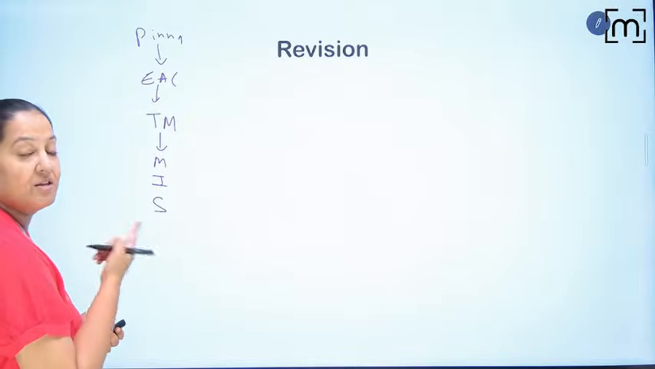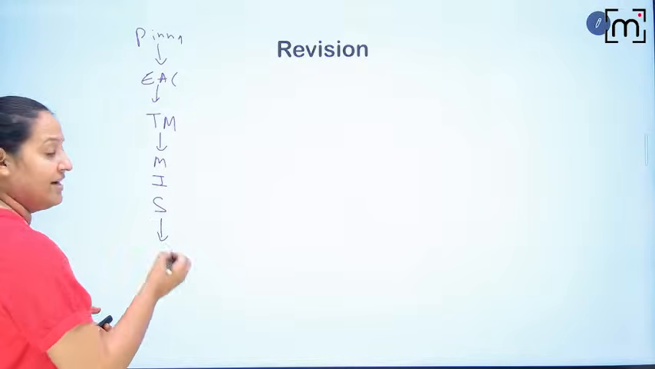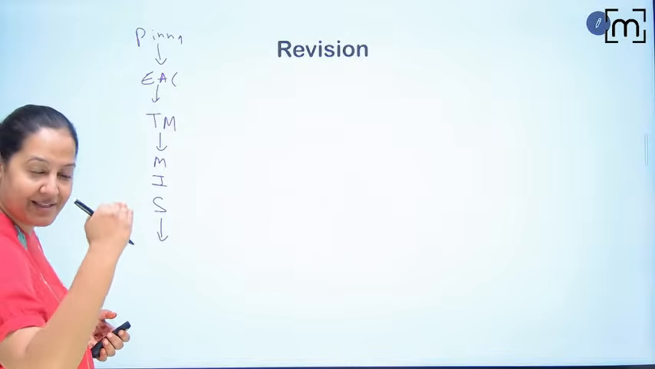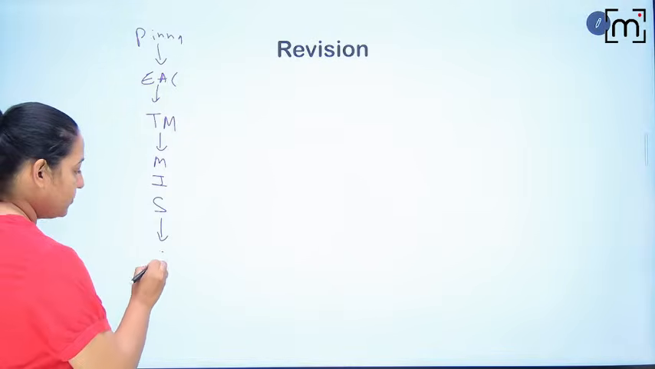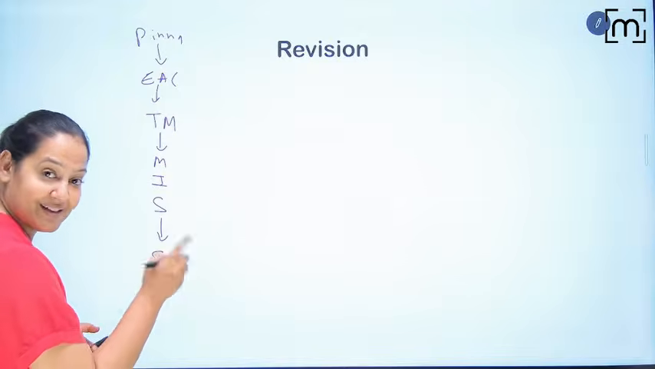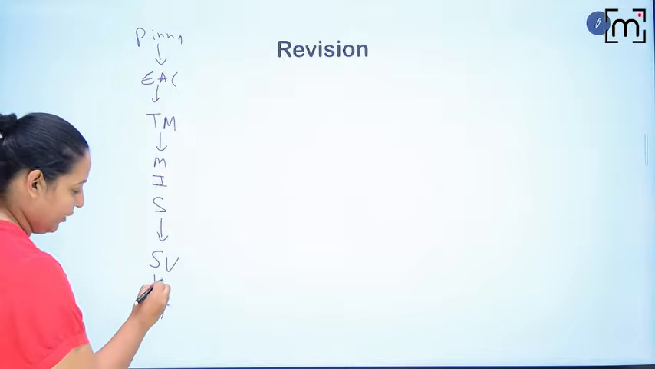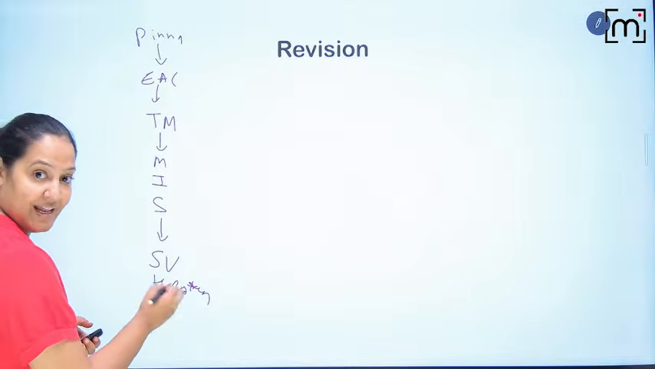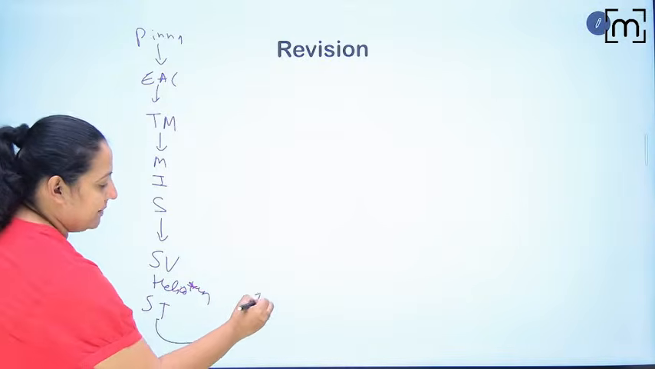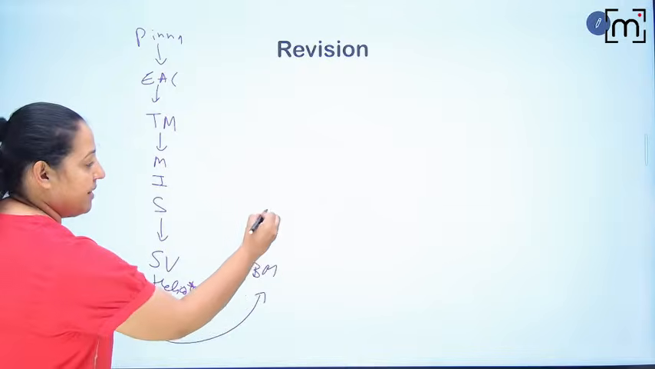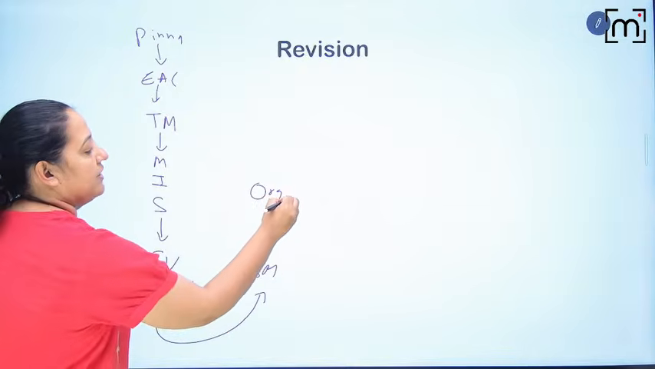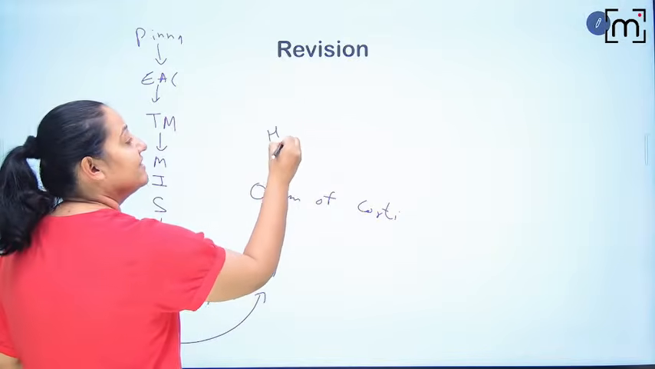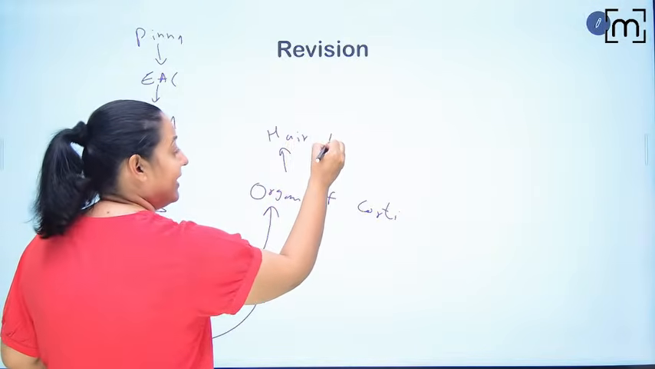S is the stapes. The foot plate of the stapes is connected with the cochlea. In the cochlea, there are three portions: scala vestibuli, scala media, scala tympani. So it goes to the scala vestibuli. The scala vestibuli is connected to the scala tympani via the helicotrema. So via the helicotrema, it's going to the scala tympani. The scala tympani is vibrating the basilar membrane. On the basilar membrane, we have the organ of Corti. So the organ of Corti gets stimulated. On the organ of Corti, we have hair cells, outer and inner hair cells.